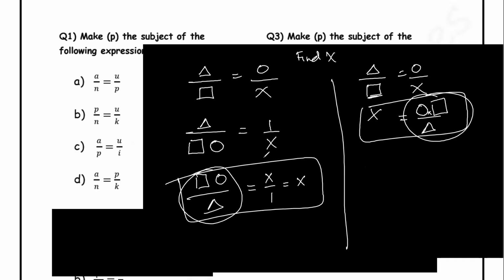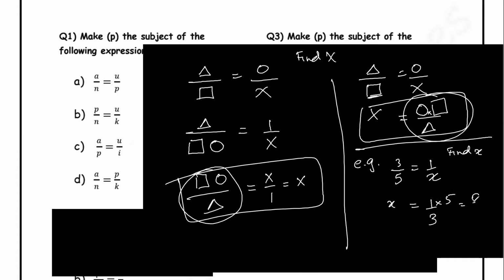It has a limitation. Let me use an actual example with numbers. So let's say you have 3 over 5 is equal to 1 over x, and you have to find x. So the trick was interchange x and 3. Leave the 1 as it is and bring the 5 next to 1. So you have 5 by 3.